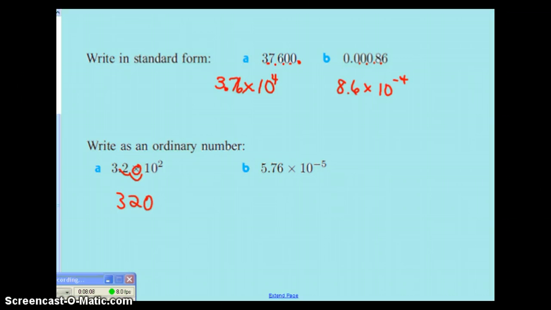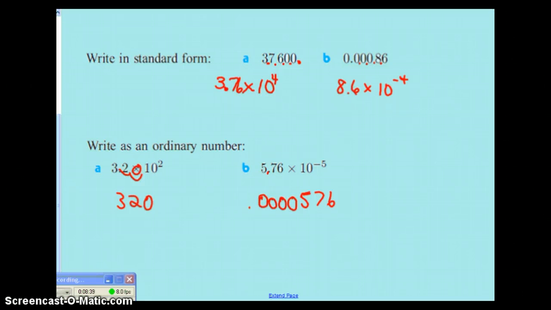All right, how about the next one? How do I convert 5.76 times 10 to the negative 5th to a standard form? I shouldn't say standard. To a normal form number. Well, why? And what does a negative power mean? It's going to be small. So this should be 0.00000576.